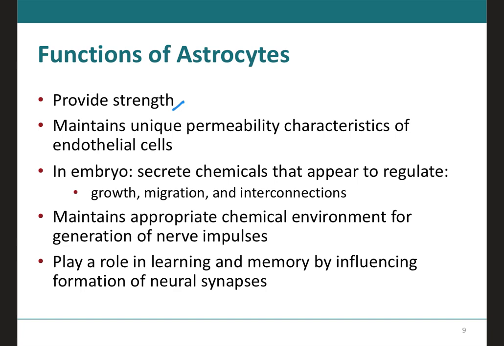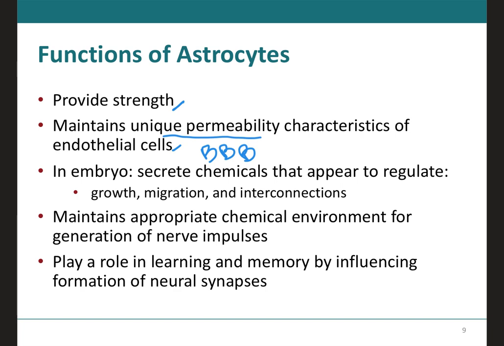And since the neurons of the central nervous system must be isolated from various potentially harmful substances in the blood, the endothelial cells of the central nervous system blood capillaries have very selective permeability characteristics. And the processes of these astrocytes are going to wrap around the blood capillaries and secrete chemicals that will maintain this very unique permeability characteristic of the endothelial cells. And in fact, the endothelial cells create what we call the blood-brain barrier, which will restrict the movement of substances between the blood and the interstitial fluid of the central nervous system. And details of this blood-brain barrier are going to be discussed later on.